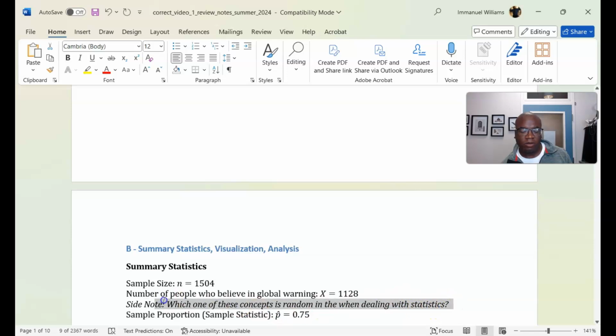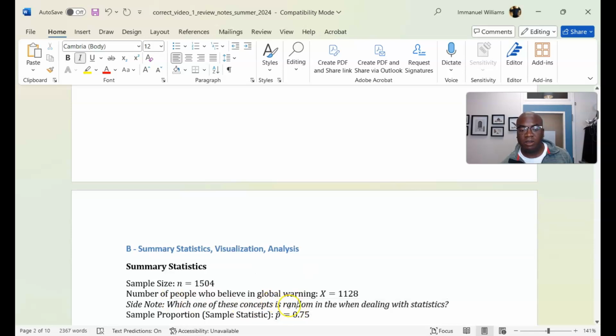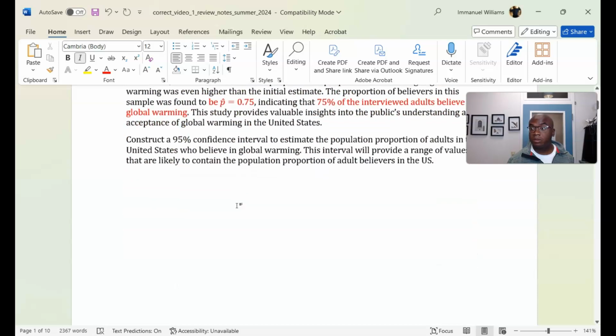X is going to be random. We have a sample size. We have some sample, but our X is unknown. It's going to vary from sample to sample. That's what I'm after. My apologies for the language issue. Sample proportion, aka the sample statistic. The sample proportion is more specific, whereas the sample statistic is a general idea. P hat is 0.75, and this information is given to us within this description. Fantastic.